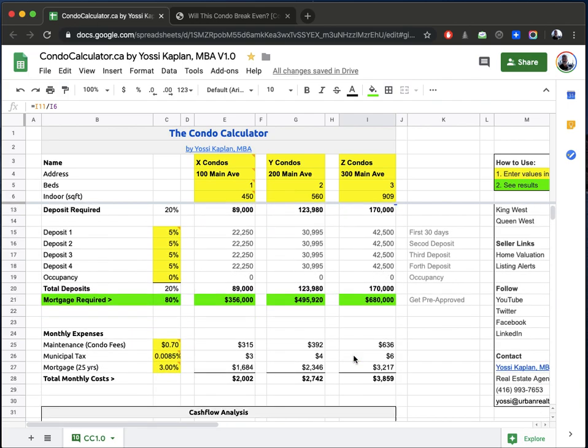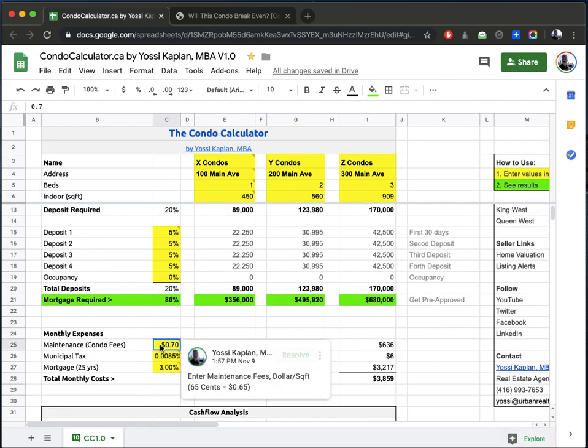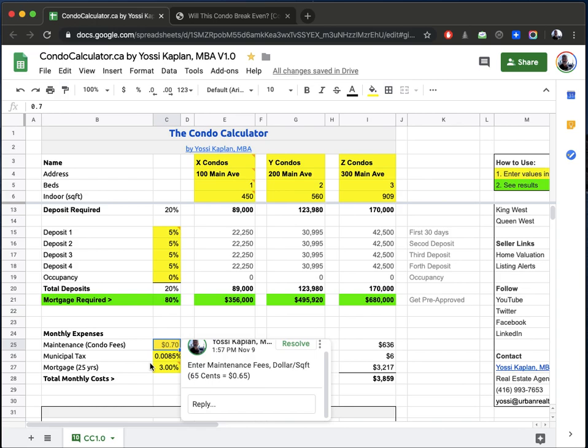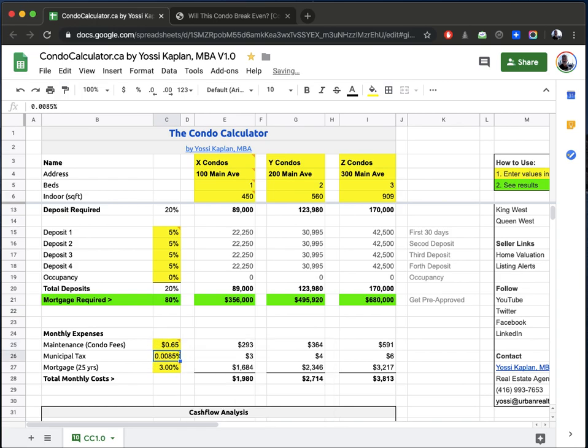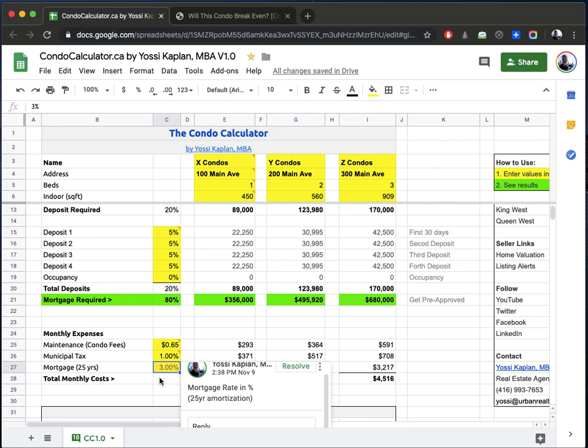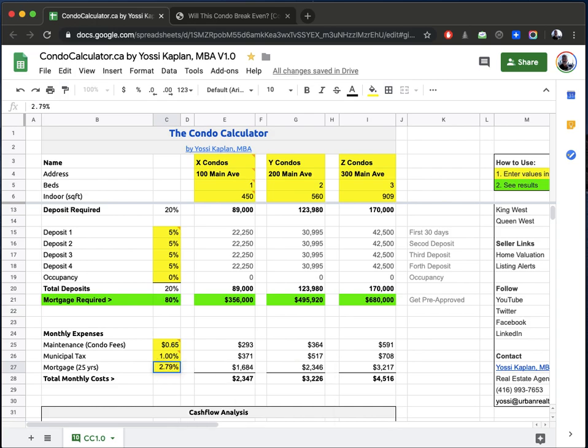Okay, great. There's only three more things I've got to do. Put the maintenance fee. Let's say here the maintenance fees are 65 cents a foot, so 0.65. The municipal tax will be 1%. Okay, let me get rid of some zeros here. There you go. And the mortgage, let's say I got a really good mortgage at 2.79. Okay, everything is done for me.